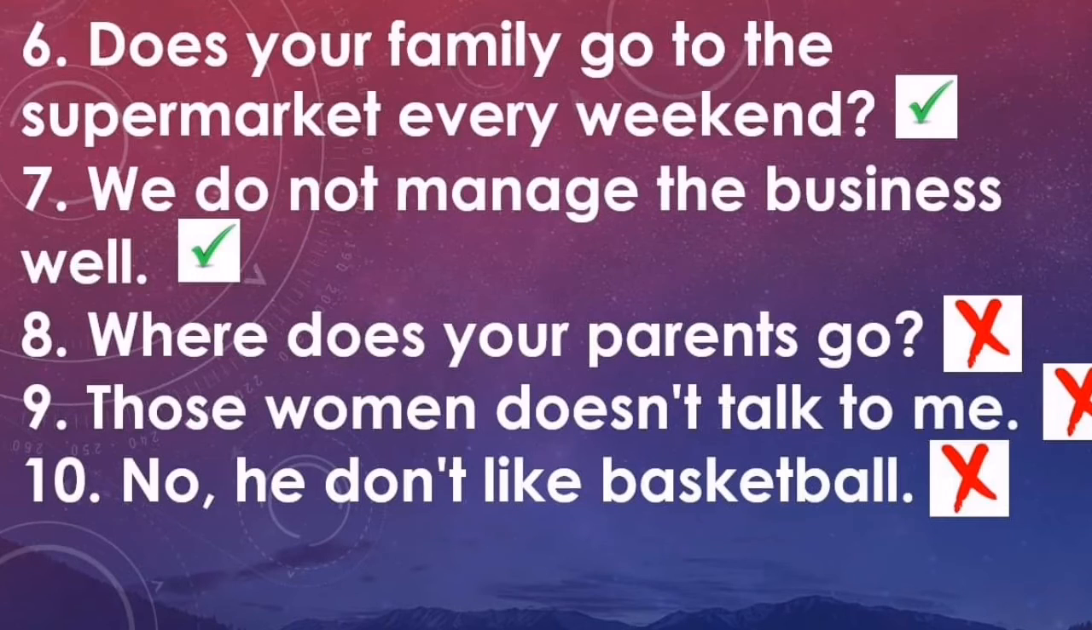Number 6, does your family go to the supermarket every weekend? This one is correct because the subject is your family and the verb is does go. Family is singular. Does is singular. Go is in a base form. Number 7, we do not manage the business well. This one is also correct because the subject is we and the verb is do manage.